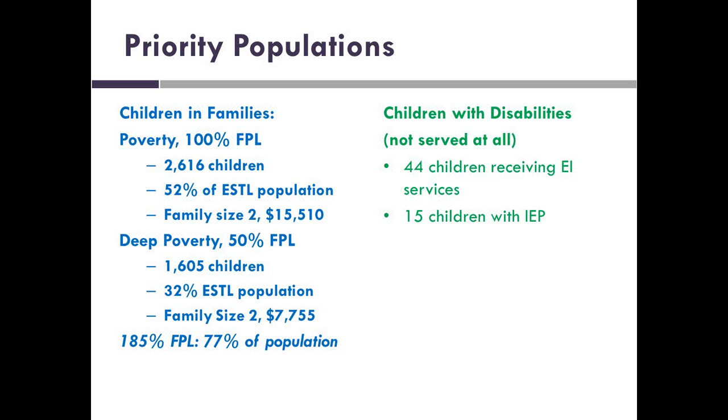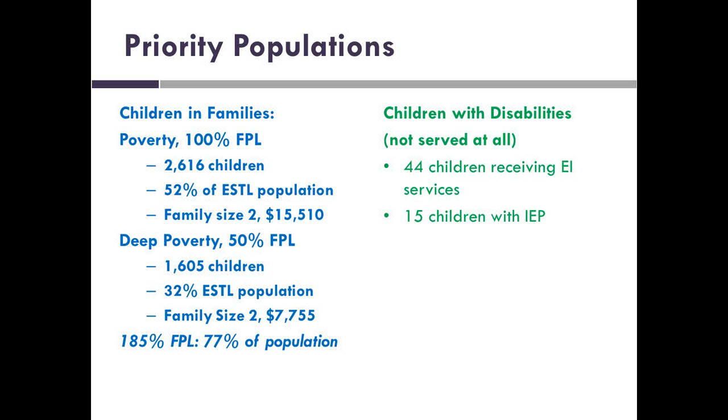The other priority population we selected was children with disabilities, who are presently not being served because they've not been screened or have no diagnostic tests being done, so we don't know. But when we looked at the data, and we look at the number of children in the community with an IEP or an IFSP or receiving services through early intervention, it's less than 1% of the population that are getting any kind of supports or services through special education.